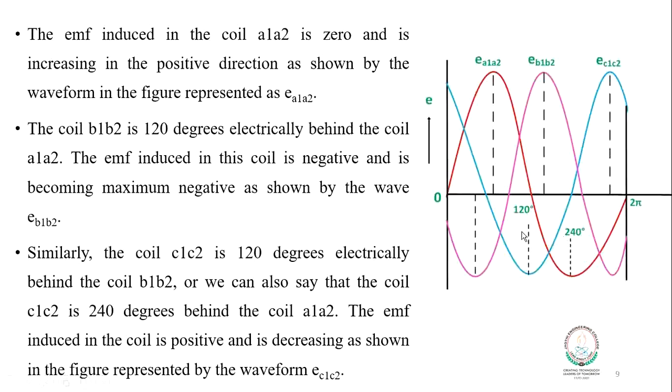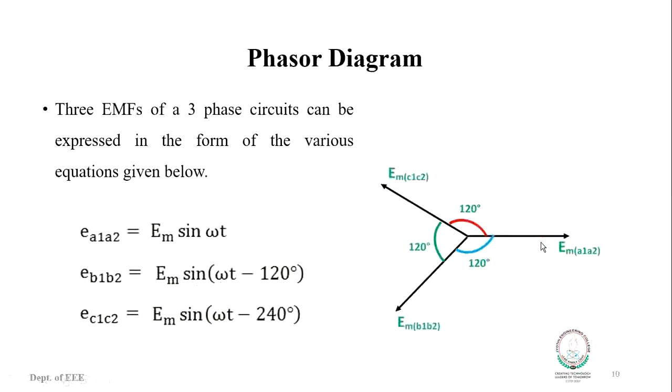Hope you understood. Now we will draw the phasor diagram of these 3 voltages. We know what a phasor is: a phasor is a vector which is rotating at constant angular velocity. So these 3 voltages can be represented by phasors.